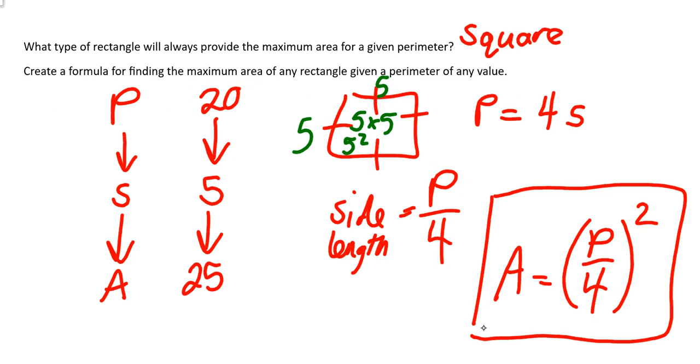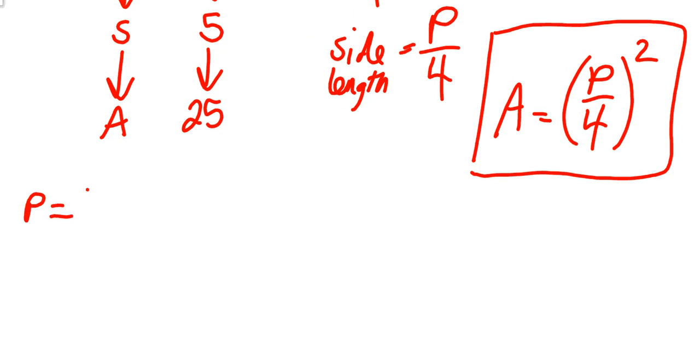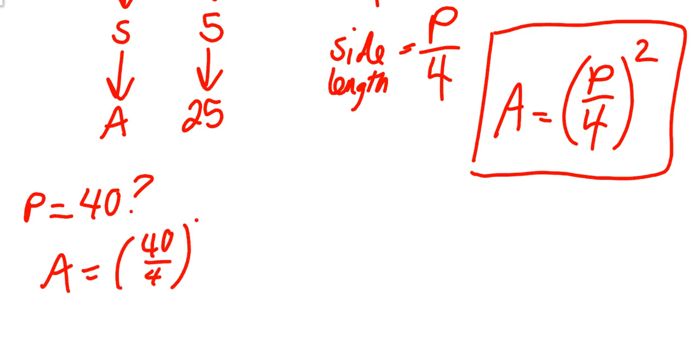So for example, in this case, the perimeter was 20. What if the perimeter was 40? What would the area be? Well, I would just use my formula. Each side of my square will be 10, and when I square it, I get 100.